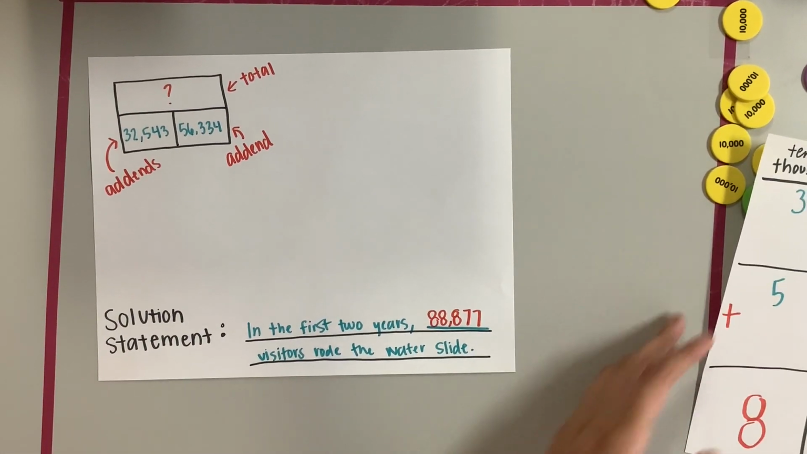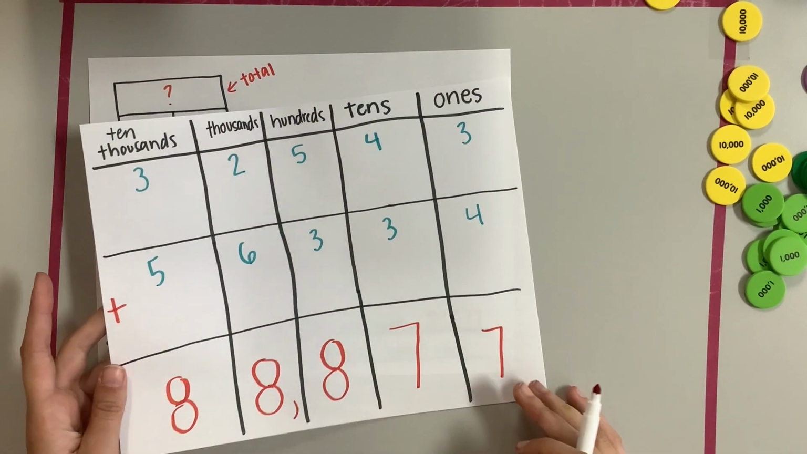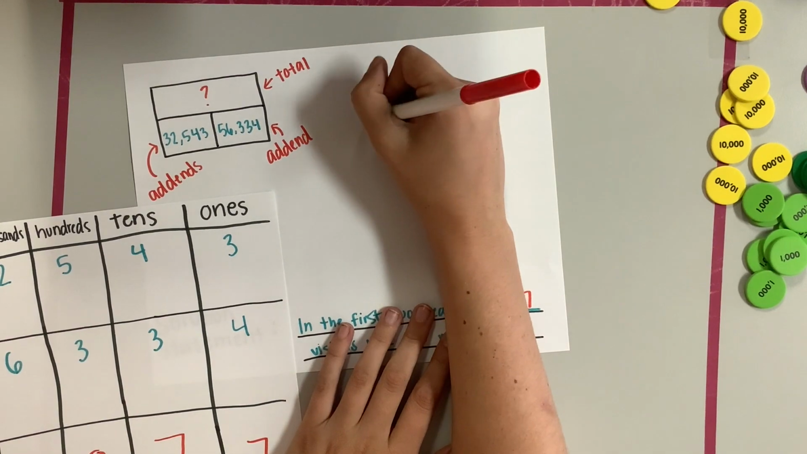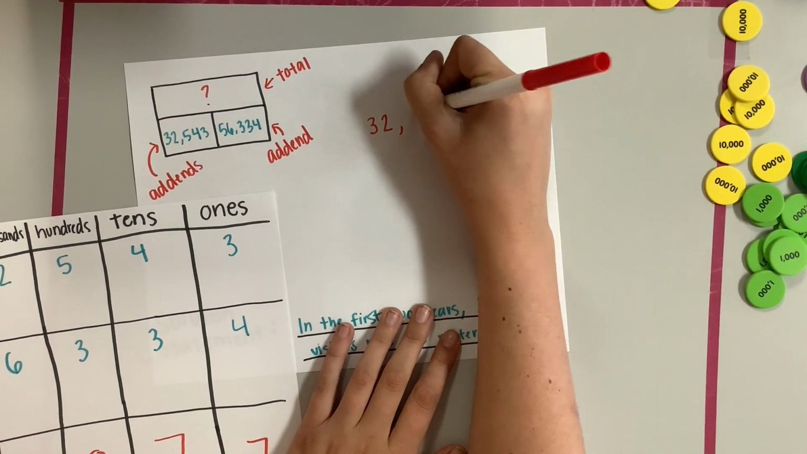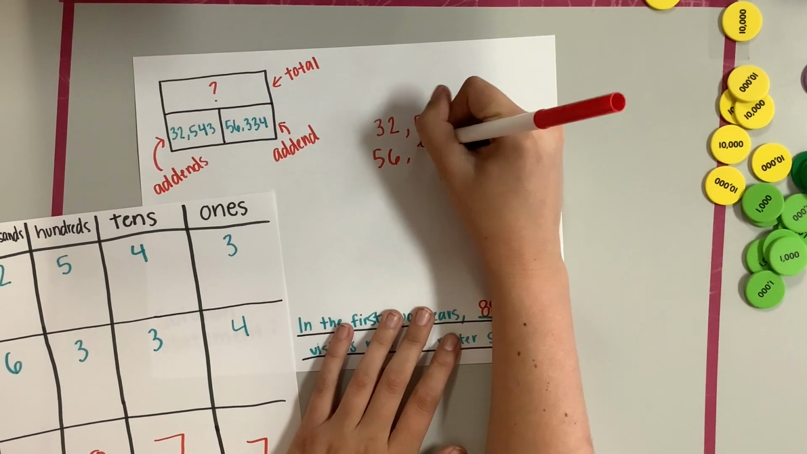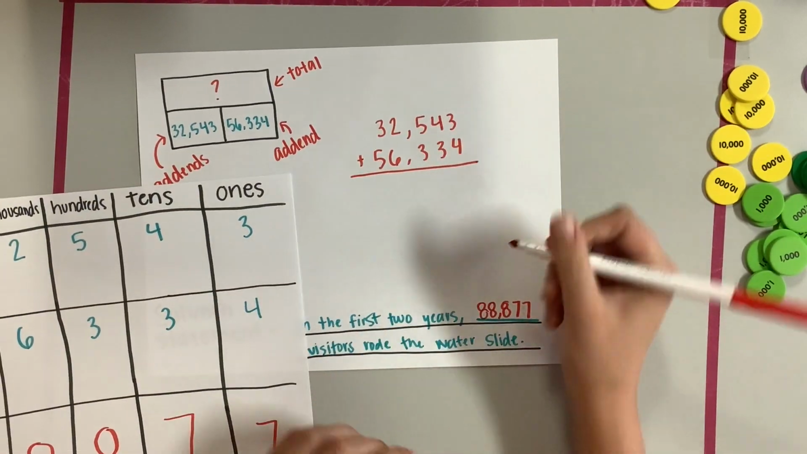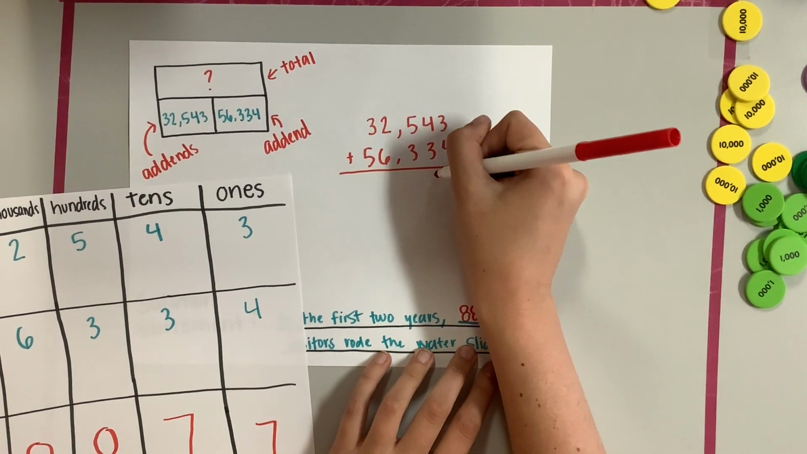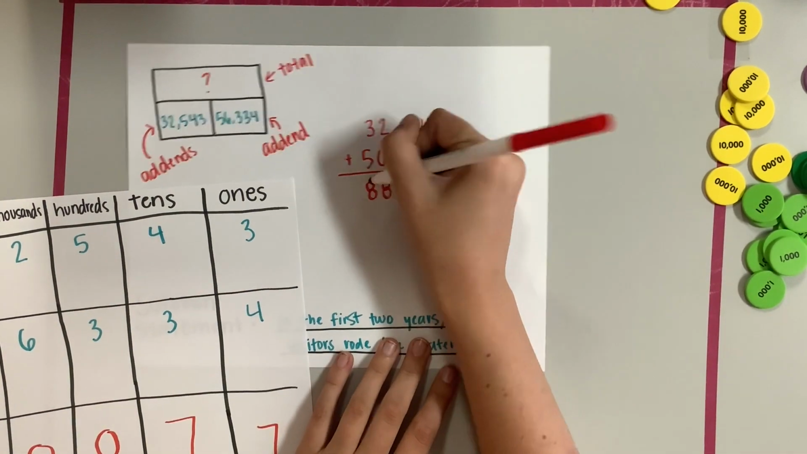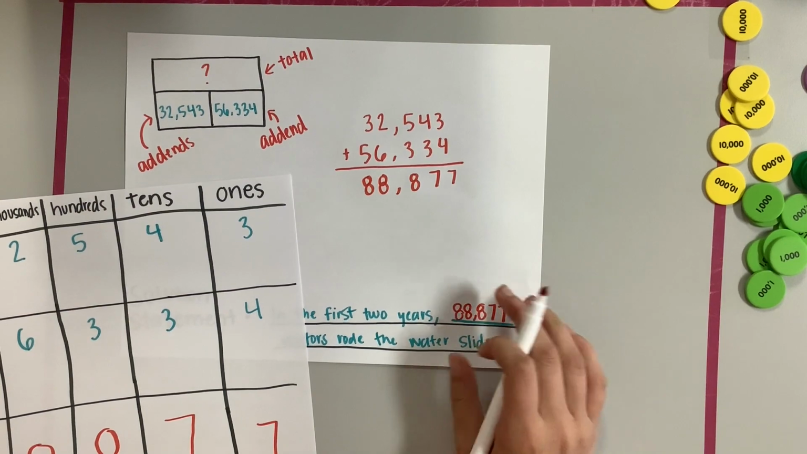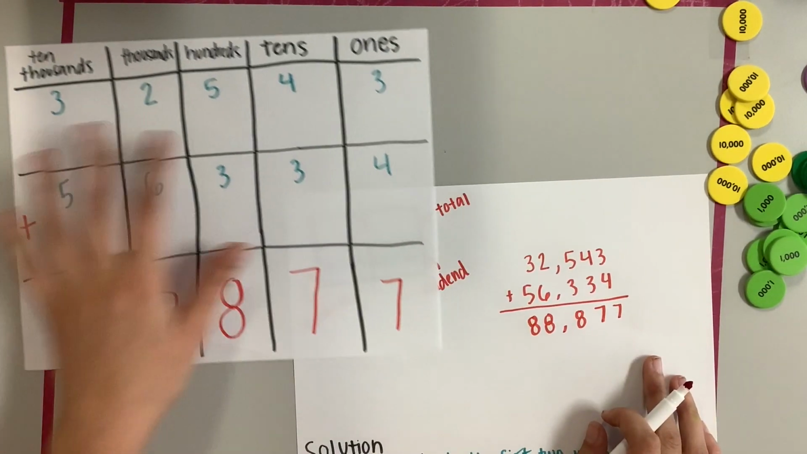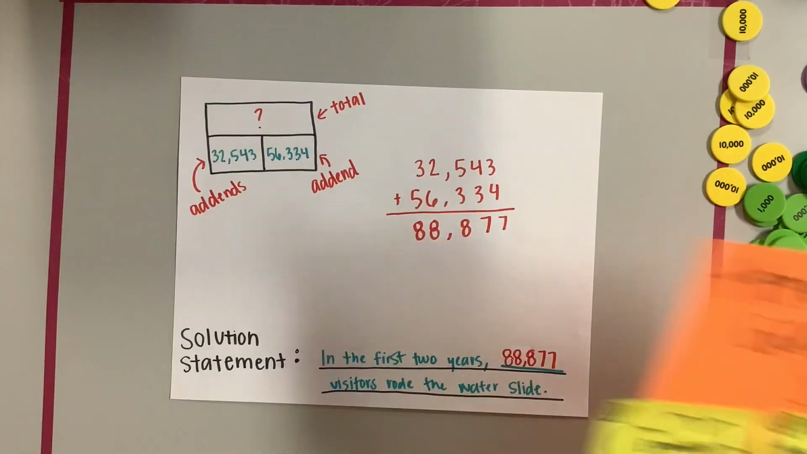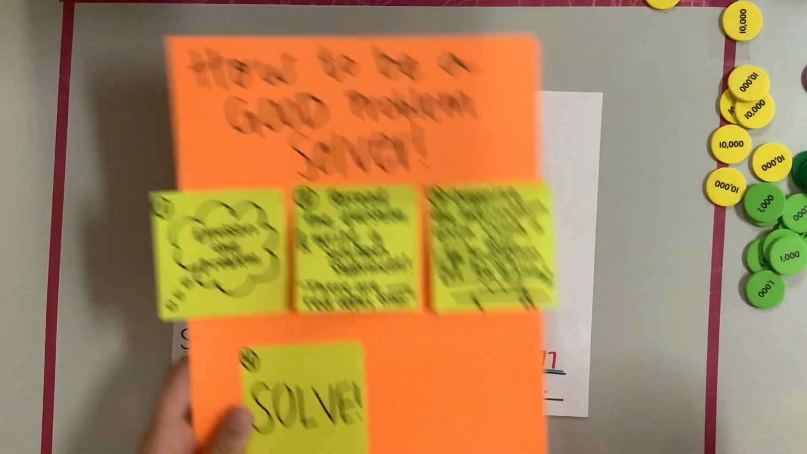Now, you don't have to do this big whole thing and use all these counters. You could always just line yours up very carefully on your paper. And as long as you start with the ones place and make sure you double check your work, 4, 5, 6, 7. 4, 5, 6, 7. You'll get the same answer. Now, if you need something a little more like this to really lay it out for you, totally do that, okay?